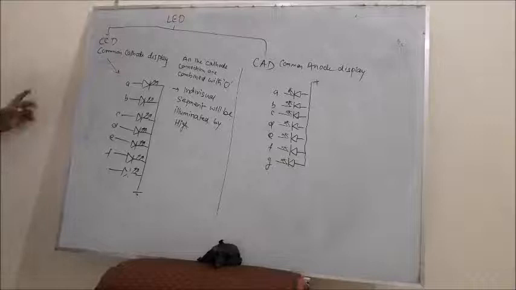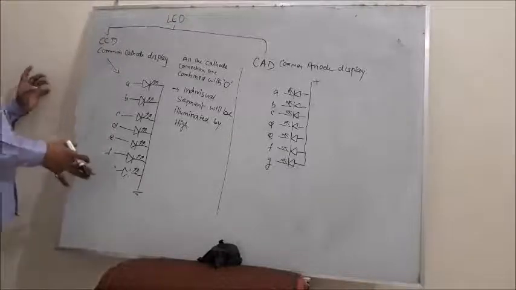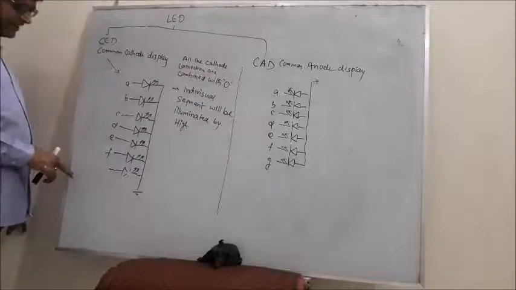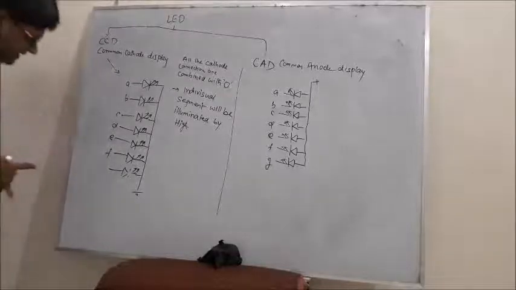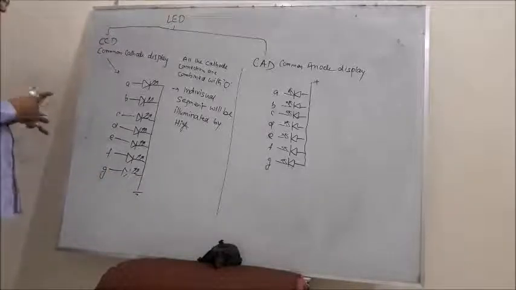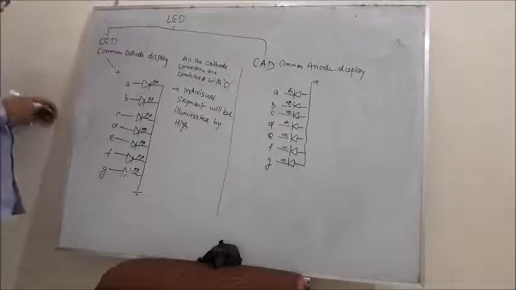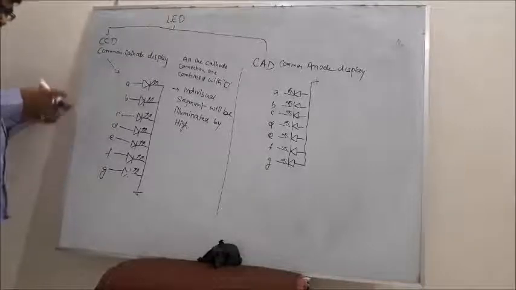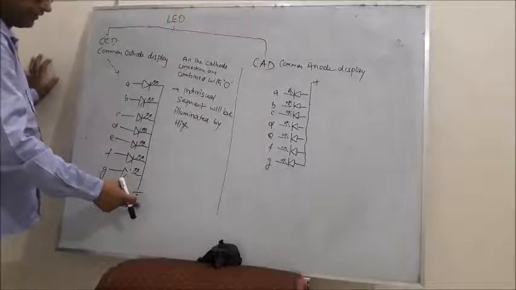So, by watching this diagram, first of all I will explain this diagram, then I will explain diagram of CAD. In this diagram, we are watching that there are 7 segments, right? A, B, C, D, E, F and G, right? And all these are connected with a common cathode, right? And these common cathodes are combined with each other to your zero or ground, right?